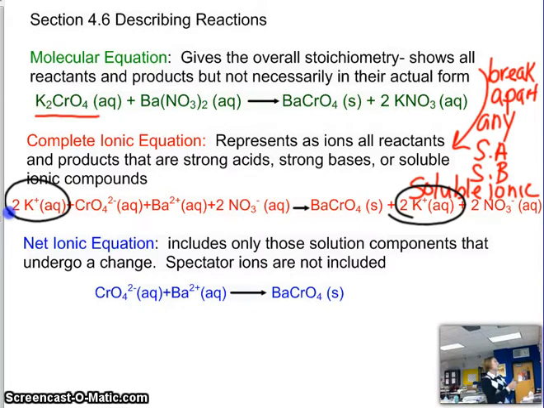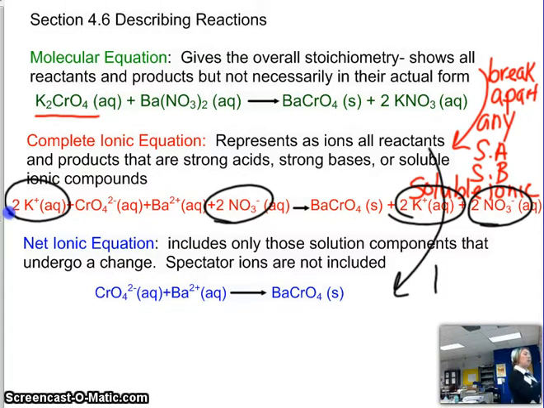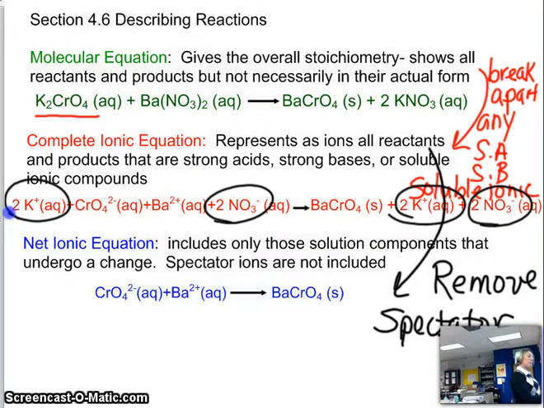Another spectator ion is the nitrate ion. It's the same before, it's the same after. So when you go from complete ionic to net ionic, what you really do is just remove them. They're not participating in the reaction. They're just still floating around like they were. So you remove the spectator ions.